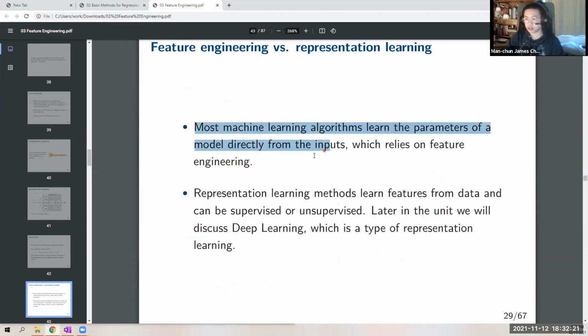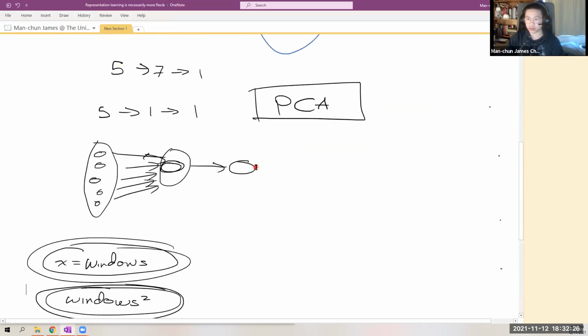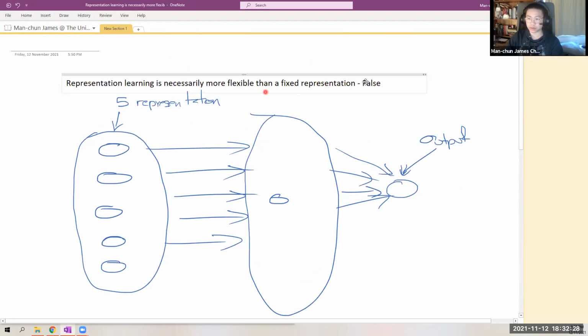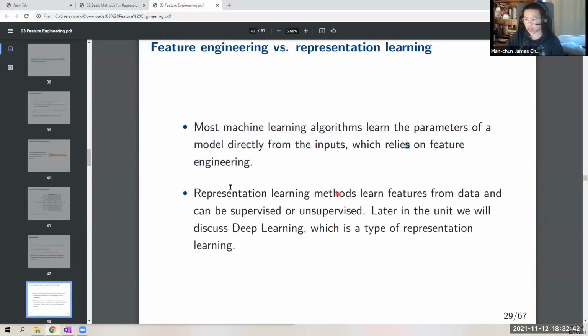Right, so feature engineering versus representation learning. Feature engineering is more like the fixed representation, because we're choosing that representation, right? We're choosing which features to use, and then we just leave it there. And then representation learning would be where we're actually learning how to represent that data set.